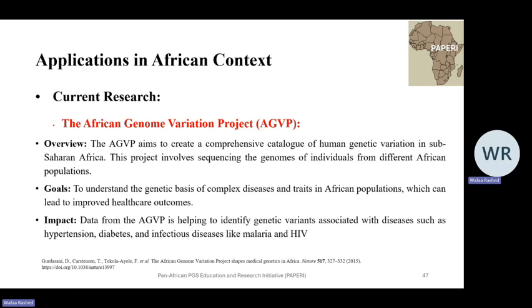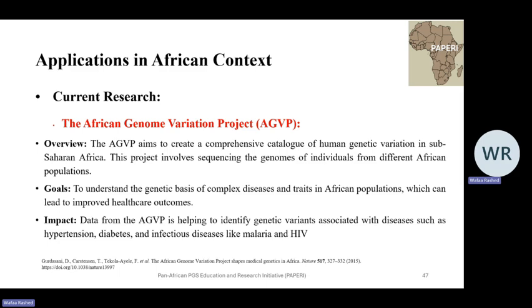For the current research in Africa, there is the African Genome Variation Project, AGVP. This project aims to create a comprehensive catalog of human genetic variation in sub-Saharan Africa. This project involves sequencing the genomes of individuals from different African populations. The main goal is to understand the genetic basis of complex diseases and traits in African populations, which can lead to improved healthcare outcomes. It has a major impact.